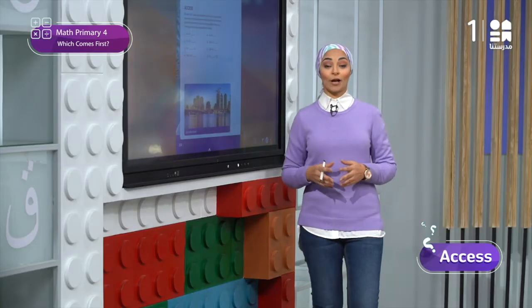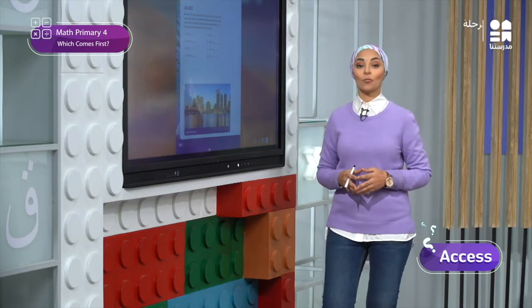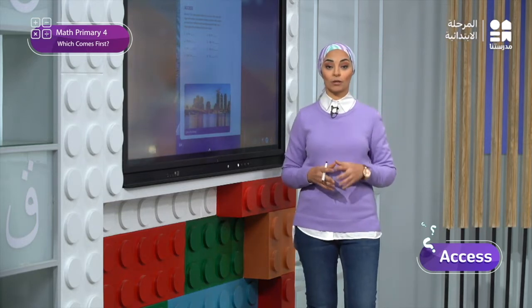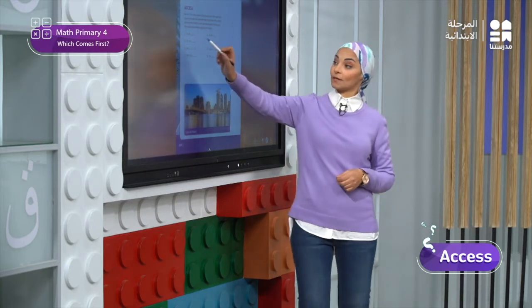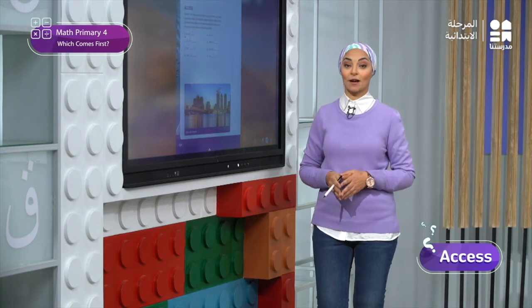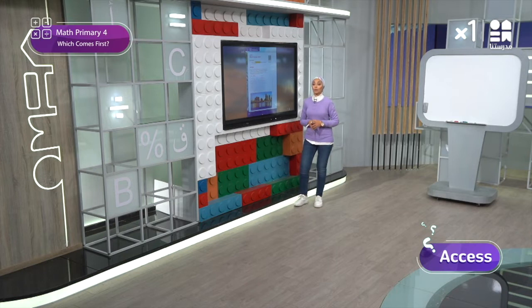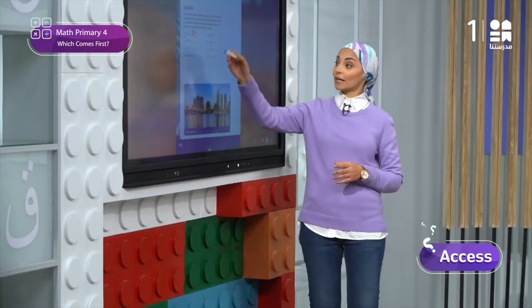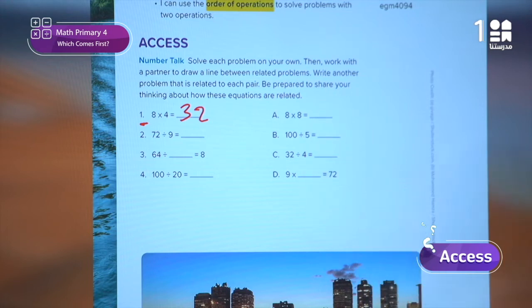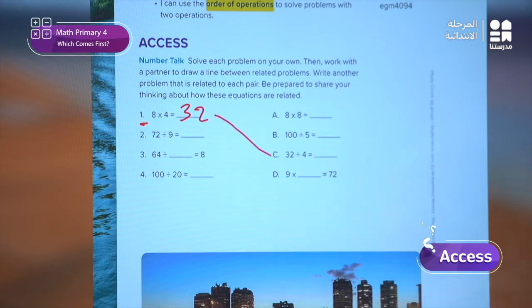And now, after you have finished, let's review our answers all together. Now, problem number 1 in the first column, which is what? Yes, 8 times 4. Here, 8 times 4 equals what? Of course, 8 times 4 equals 32, right? Then, the other equation that is related to it in the opposite column is what? Yes, as you see here, is problem number C, right?